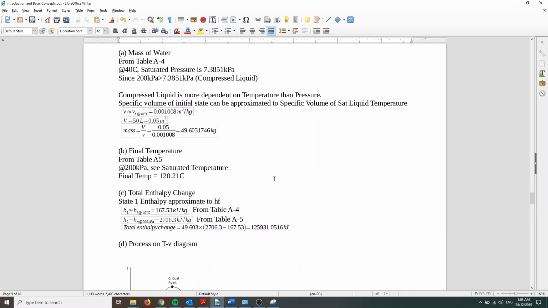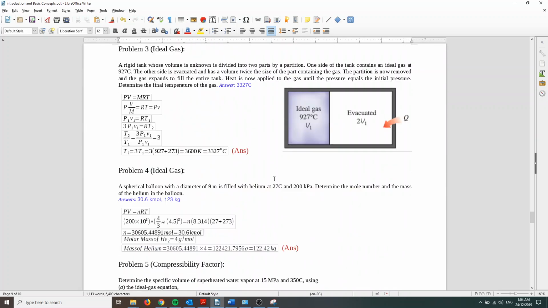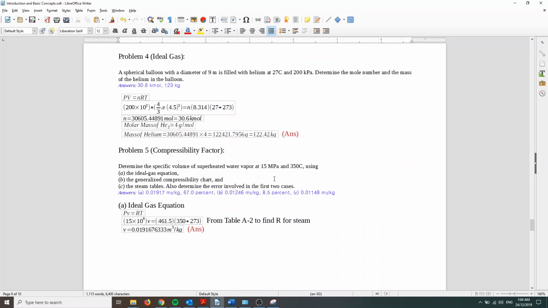For question 4, there's a spherical balloon with a diameter of 9 meters filled with helium at 27 degrees Celsius and 200 kilopascal. Determine the number of moles and the mass of the helium in the balloon. This question is very simple.